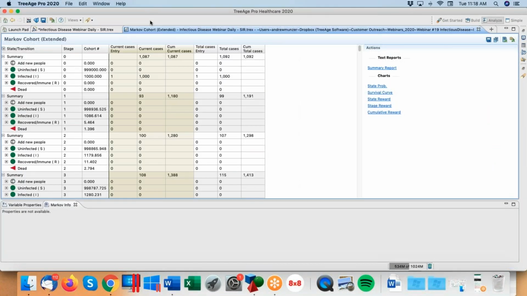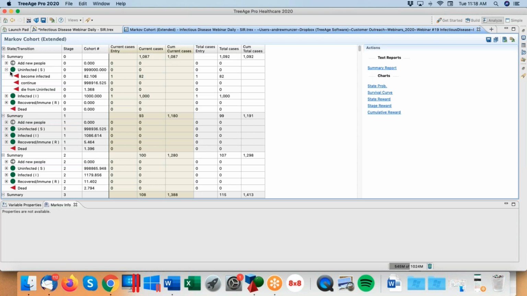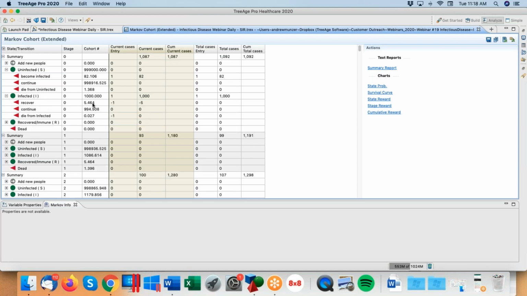And this is a daily cycle, so I ran for 700 days or something like that. And now you see your breakdown. There were 1,000 cases, and the other 999,000 were uninfected. Now, that's not the end of it. Some of those uninfected people became infected. A few died. From the infected, some of them recovered. Very few died, and many continued in that infected state. And so that's going to change with time, and you're going to see the infections rise and then drop. Let's look a little bit closer at that.